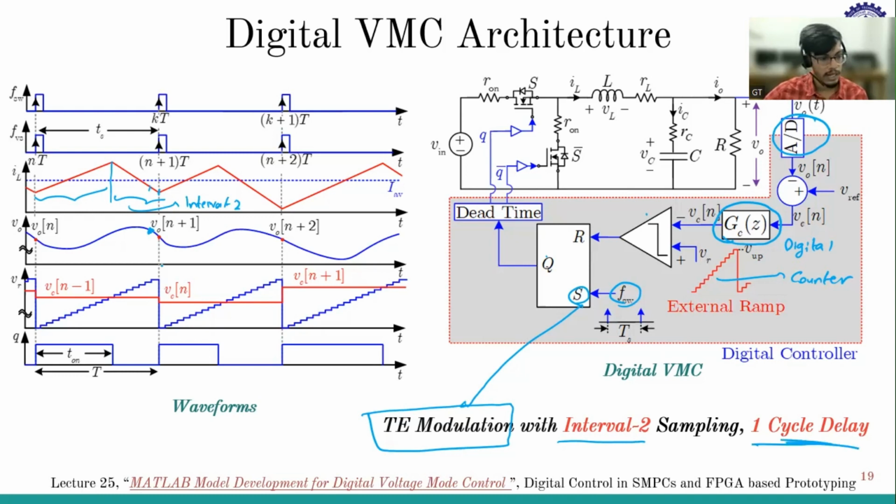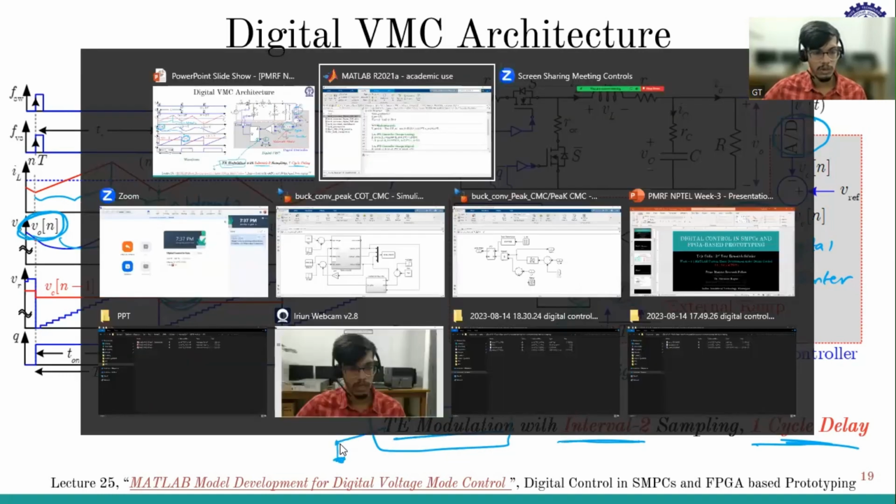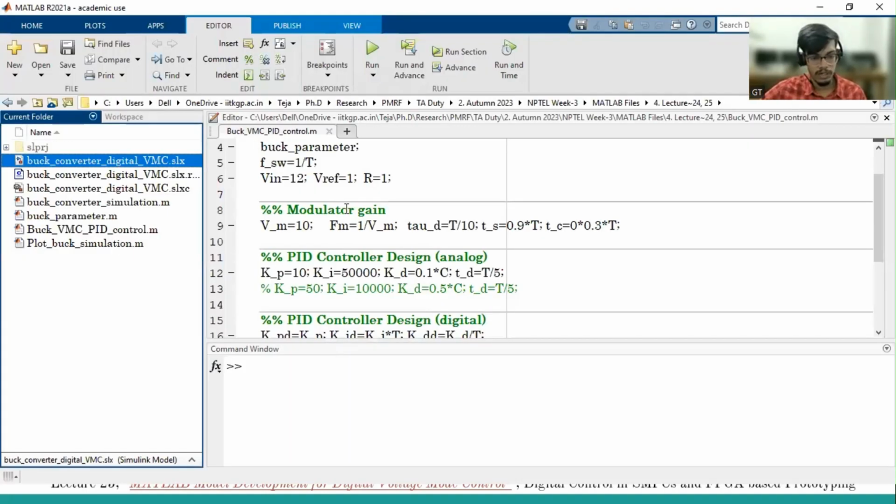How can I say that? Because the V0 of n taken in the present cycle is used to generate VC of n in the second cycle. So there is this 1 cycle delay, and this is interval 2 sampling as well as trailing edge modulation. And this is in lecture 25 that Sir has discussed in the present course. So let me move back to the simulation.